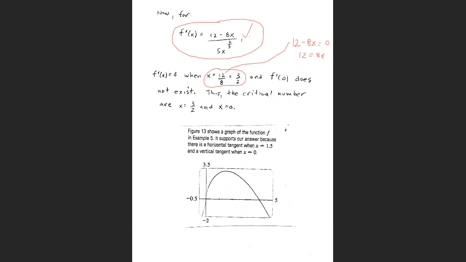Also notice that f prime of 0 does not exist, because if you put 0 in the denominator here, 0 to the 2/5, you'd get a 0. And you can't have a 0 in the denominator. So a critical number of a function f is a number c in the domain of the function such that f prime of c equals 0 or f prime of c does not exist. Well, x equals 0 was in the domain of the original function.